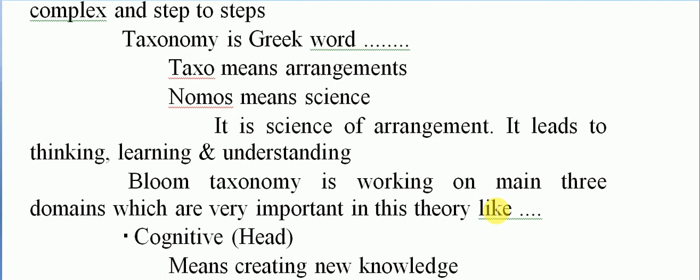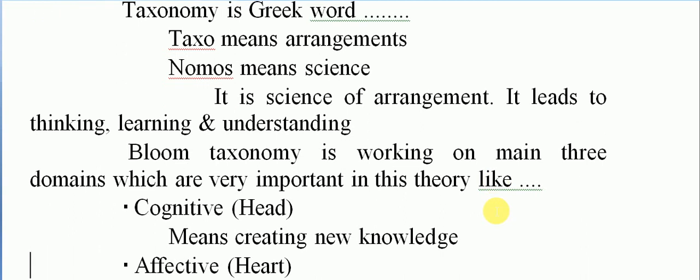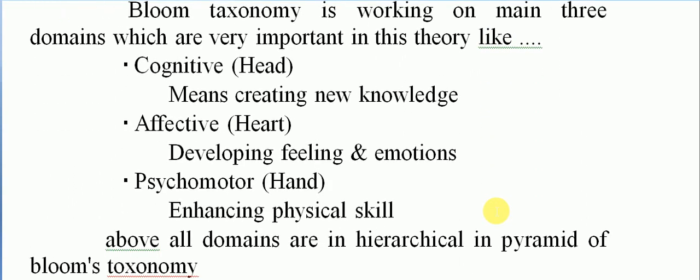Bloom's taxonomy works on three main domains which are very important in this theory: cognitive, affective and psychomotor. In our psychiatric nursing we already learned about the cognitive function of the person, affective function of the person, and psychomotor function of the person. According to these three domains Bloom has given the theory, Bloom's taxonomy.